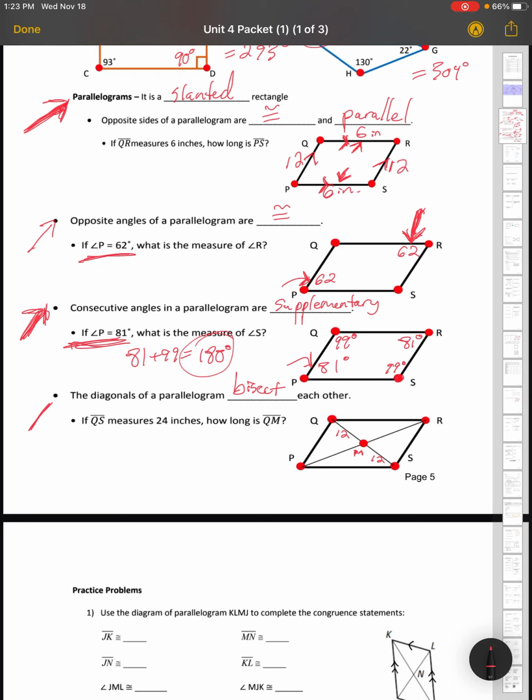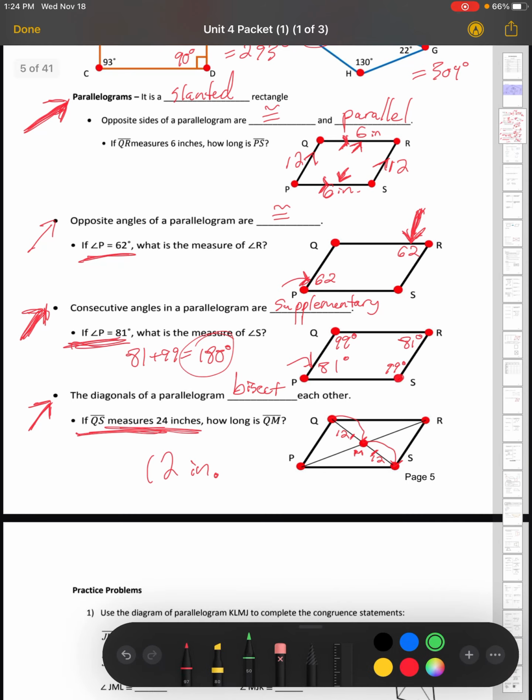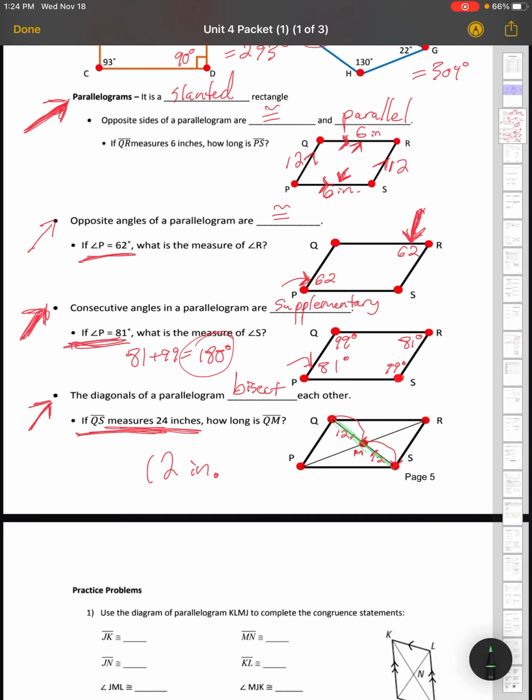And then lastly, another fact about a parallelogram is that their diagonals bisect each other. So here, if QS is 24 inches, so from here to here, then that would split in half at the middle. So this would be 12 and this would be 12. Now, the diagonals are not congruent. So do not get confused on the fact and think this whole diagonal here is congruent to this diagonal here. Those will be different measurements. But when they meet, they do bisect each other.